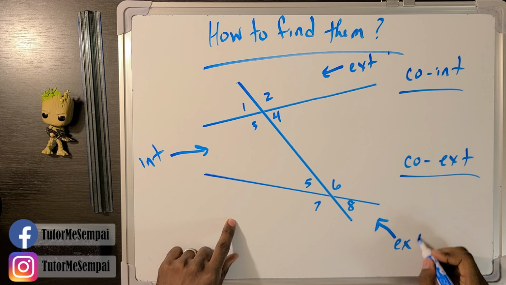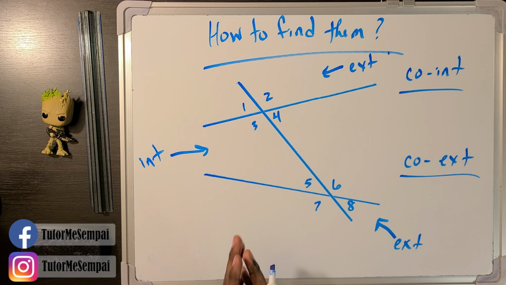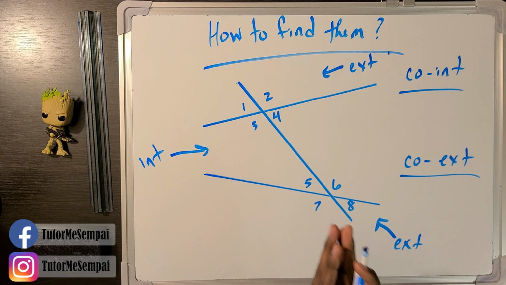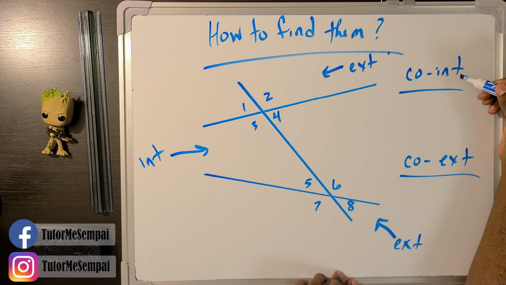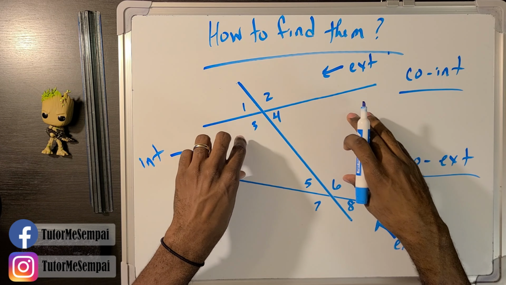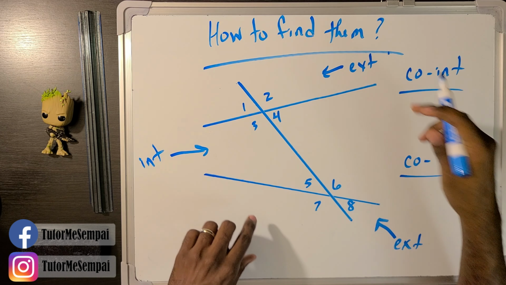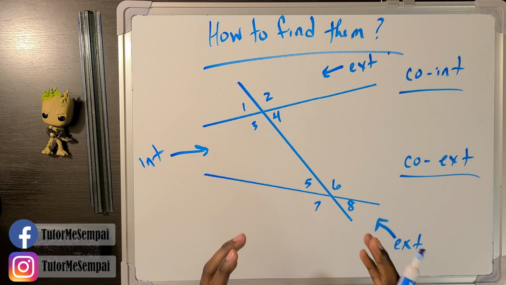So when we're trying to find our angle pairs, we're only going to be focusing on the area that is in the name. Our co-interior means we only focus on the interior. Our co-exterior means we only focus on the exterior when we're trying to find our angle pairs.